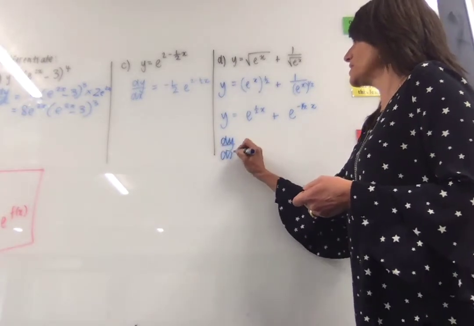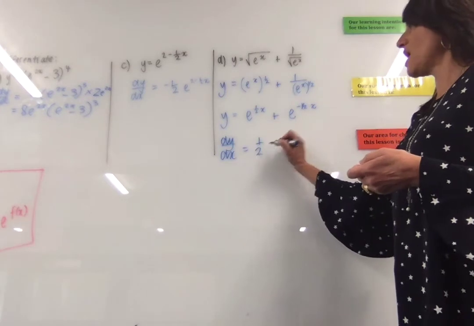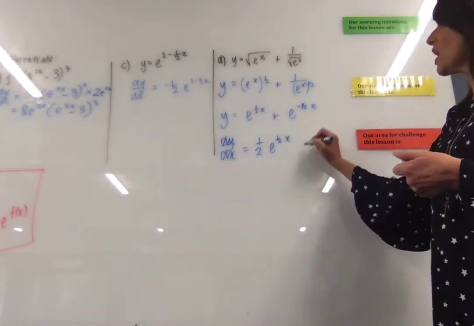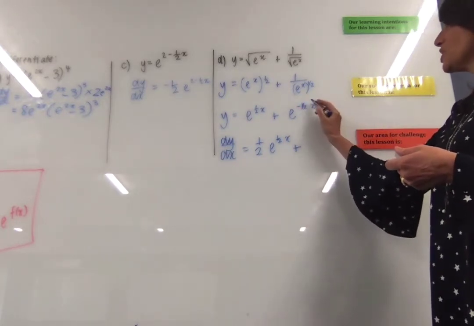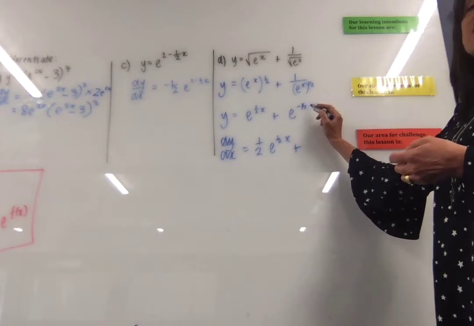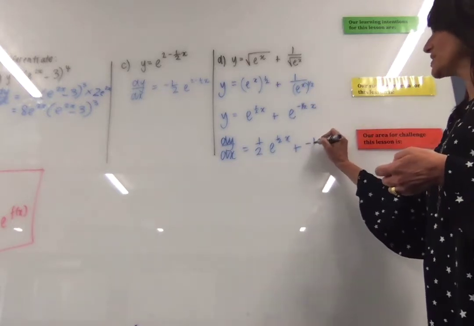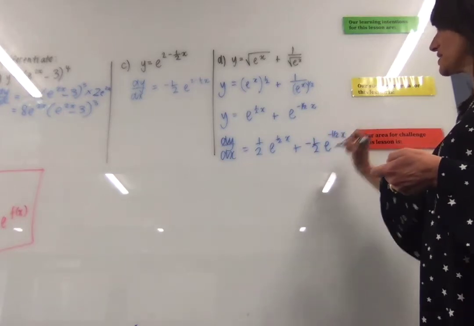So dy by dx is equal to, differentiate the indice, and that becomes a half times e to the half x, and plus, let's look at this exponential. The indice is negative a half x, so the derivative of this indice is negative a half, so it's negative a half e to the negative a half x.